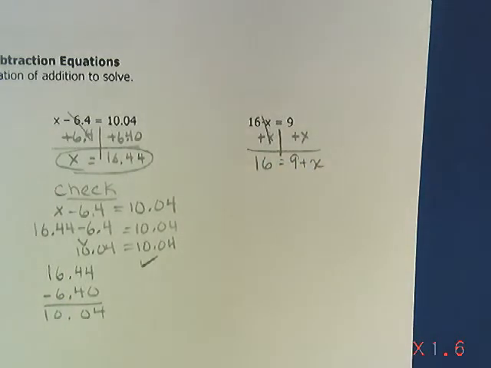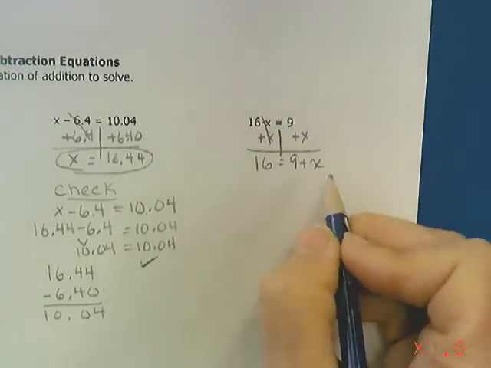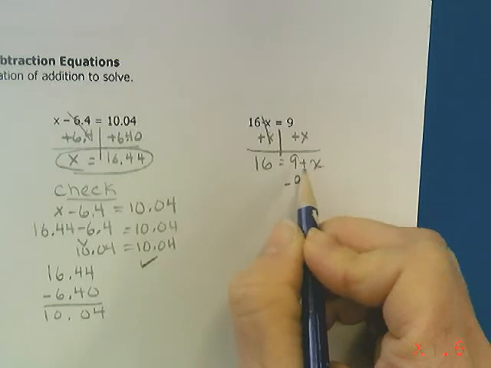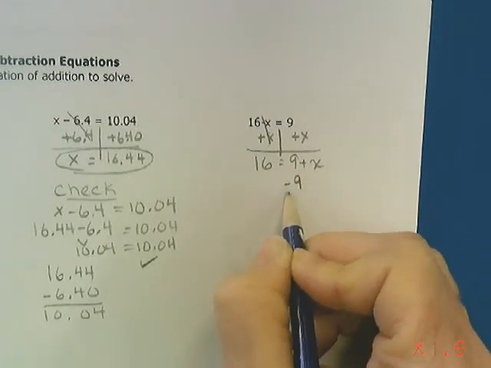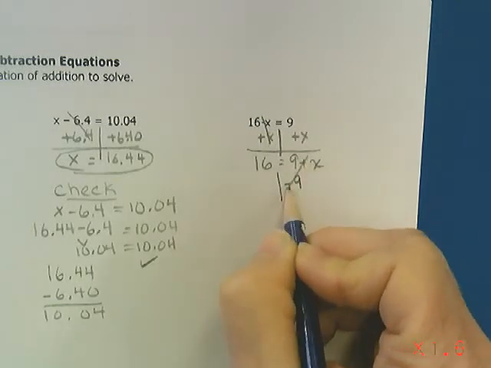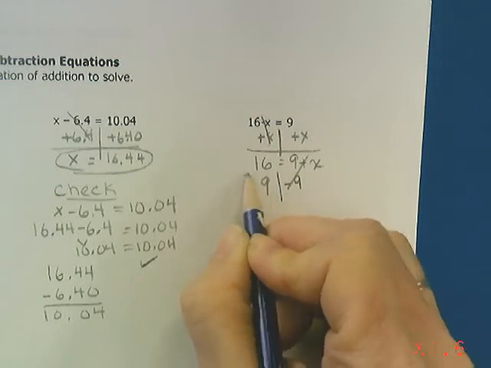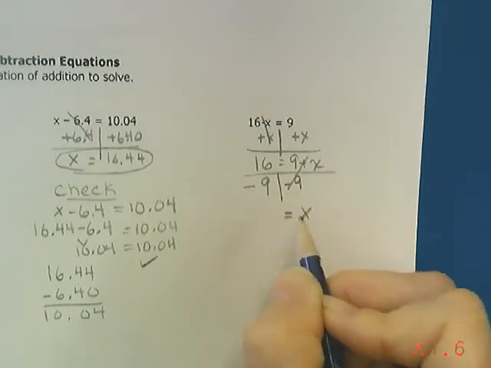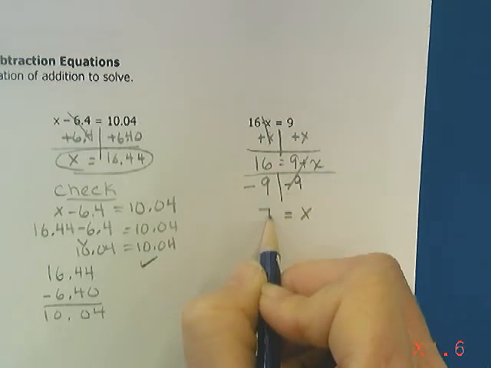Right, so now this looks like one of those addition problems. We're going to use the inverse operation of subtraction here. Since x and 9 are being added together, we're going to take that 9 away. And that means I want to subtract 9 from the left-hand side as well. So this x on the right comes down, and 16 minus 9 is 7.